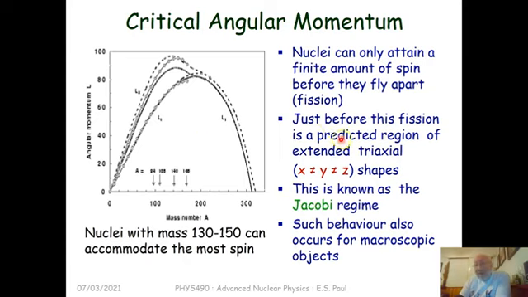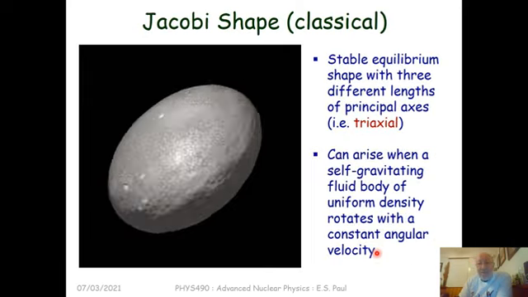Now, one interesting thing here is that in classical physics, if we rotate something just before it fissions, we go into a region at the very high spins called a Jacobi regime, and this is where we would have really distorted triaxial shapes. Again, this would mean that the principal axes of the shape are different. As I said, this is mainly coming from classical physics.